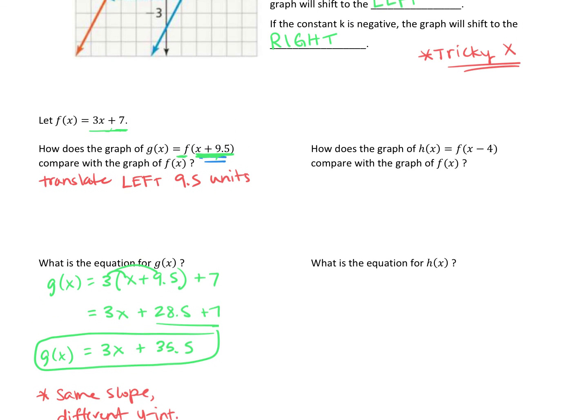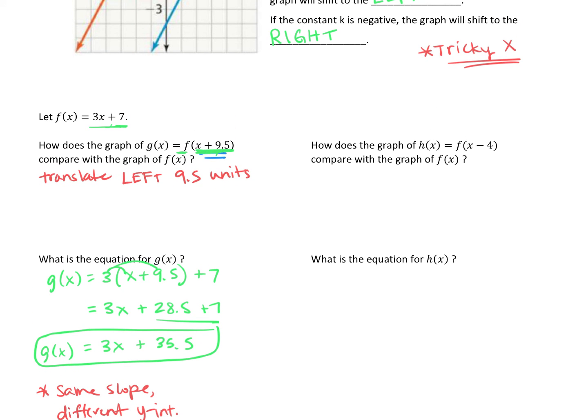All right, last question. How does the graph of h of x equals f of x minus 4 compare with the graph of f of x? So we're still working with this f of x equals 3x plus 7. So what we want to notice is that we are adding in a negative constant to the input, an x minus 4. So anytime that you are adding or subtracting, subtracting a 4 is the same thing as adding a negative 4. If you're adding that to the input, then that is going to be a horizontal translation. But remember our tricky x, it's not going to go to the left 4 units. It's actually going to translate to the right 4 units.